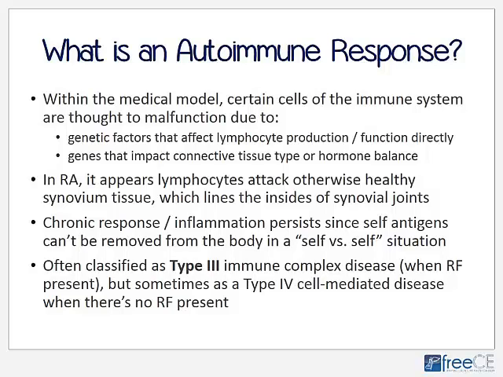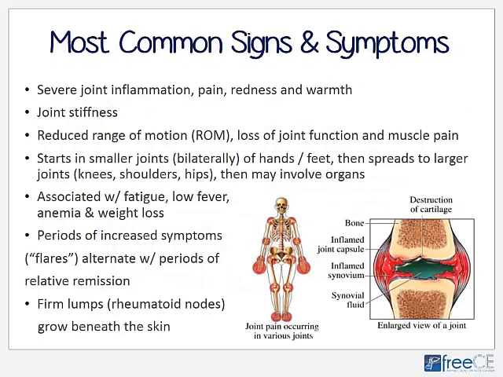Now, within the autoimmune label, RA is often classified as type 3 immune complex disease, particularly when the RF or rheumatoid factors are present. But it's sometimes also labeled as type 4 cell-mediated disease when there's no rheumatoid factors present. The most common symptoms with RA are severe joint inflammation, pain, redness, and warmth. You can see in the little diagram of the skeleton where it's most common.